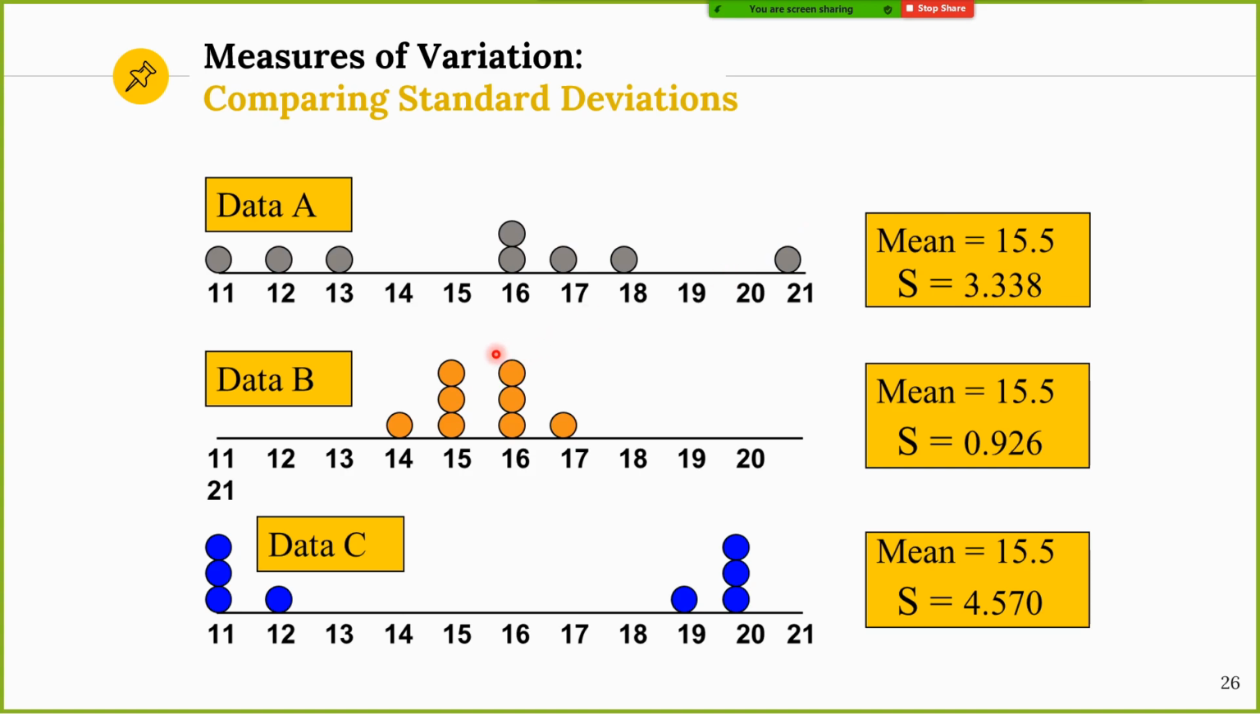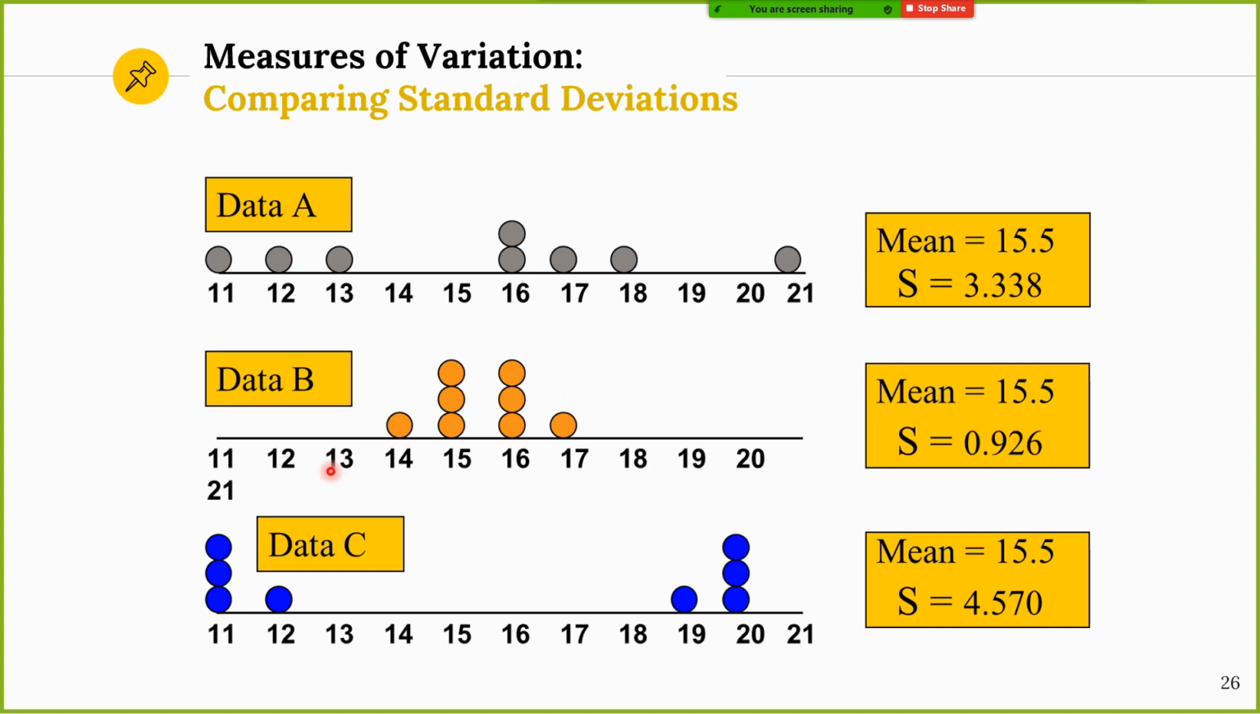The next one, data B, is quite compact. We have 14 with frequency 1, 15 with frequency 3, 16 with frequency 3 also, and 17. So the data is quite compact here. If you calculate, the mean is the same, around 15.5, but the data is not scattered, it's compact. That's why the standard deviation is quite small compared to the other.